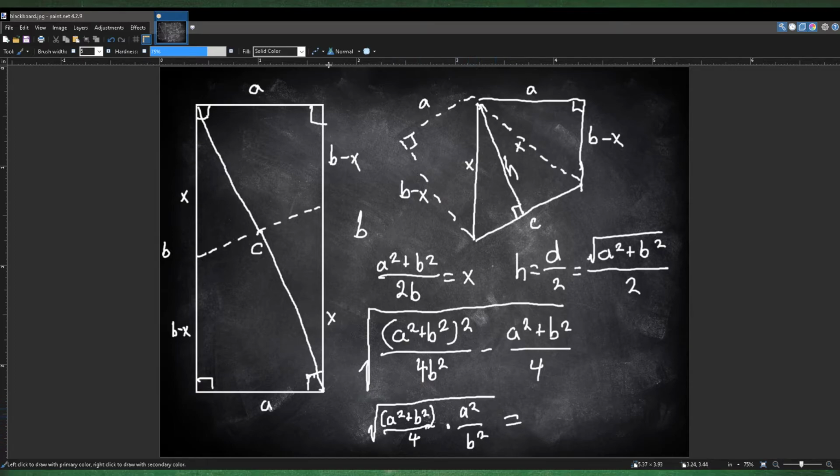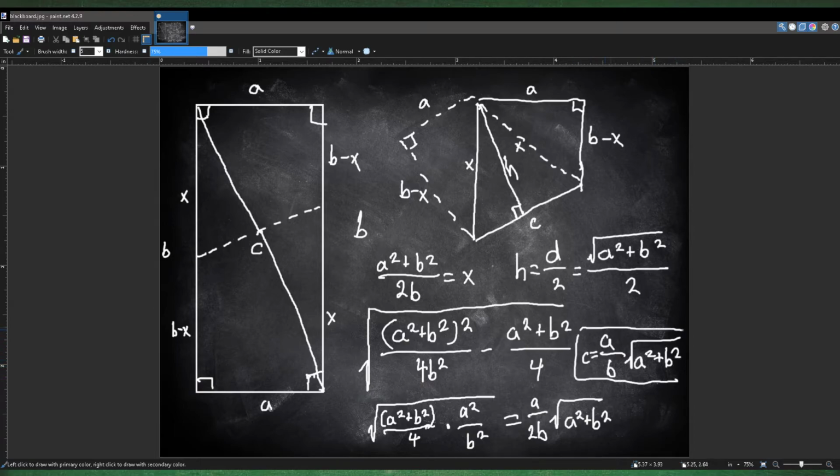So then taking the square roots of everything that we can. The square root of a squared is just a. The square root of the 4 is 2. The square root of the b squared is b. And then we take the square root of a squared plus b squared. And that should be half our crease. So to get the full crease, let's just multiply this by 2. So multiplying by 2 cancels out this 2 on the bottom. So that's just a over b times the square root of a squared plus b squared, which is equal to our crease.